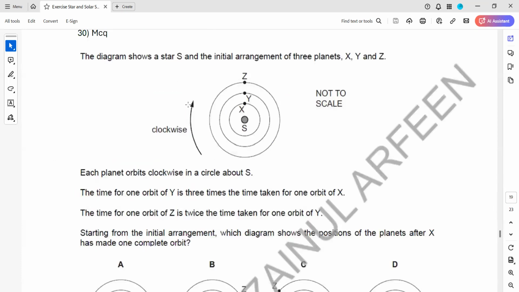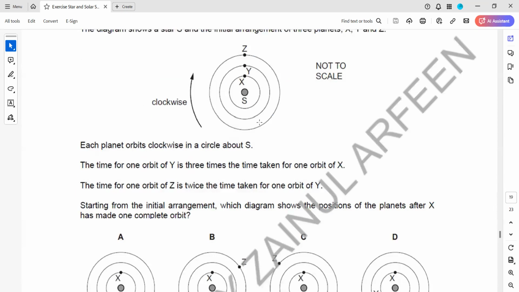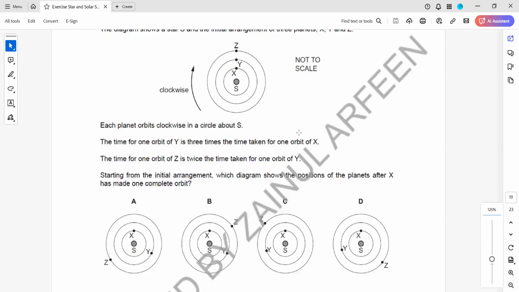The diagram shows a star and its initial arrangement of 3 planets. As you can see, X, Y, and Z are all in line. Each planet orbits clockwise in a circle. The time for one orbit of Y is 3 times the time for one orbit of X, and the time for one orbit of Z is twice the time for one orbit of Y. Starting from the initial arrangement, which diagram shows a position after X has made one complete revolution?